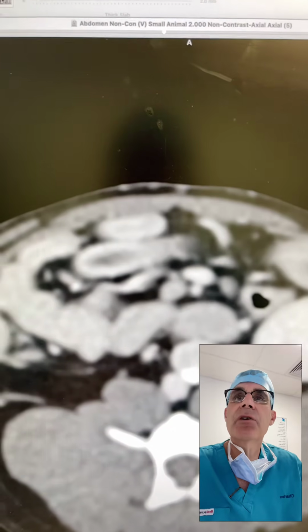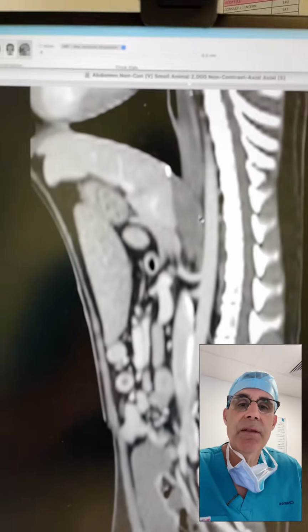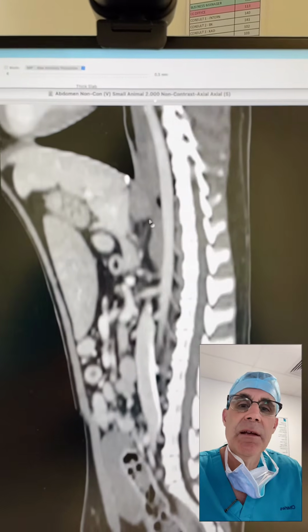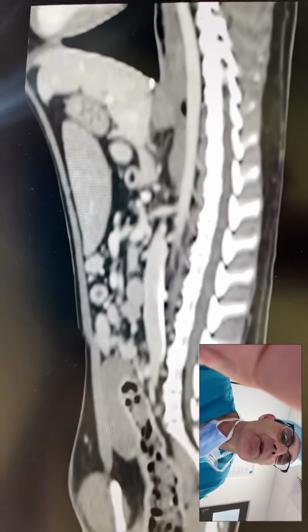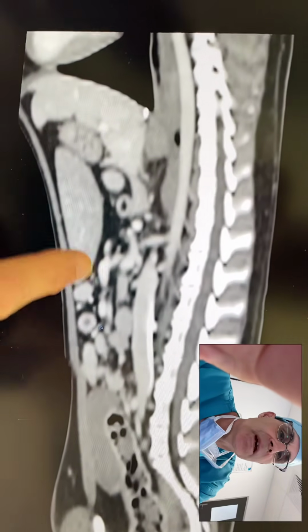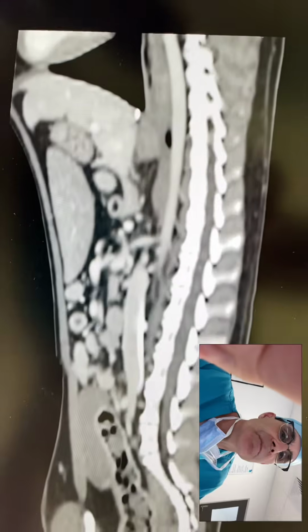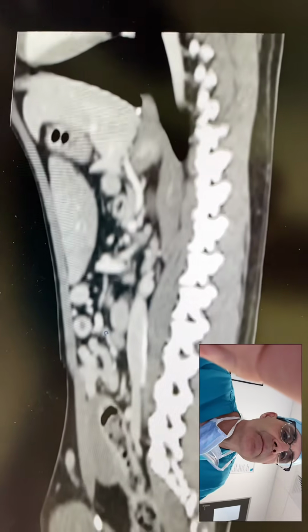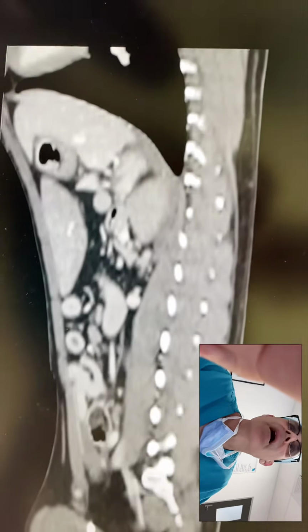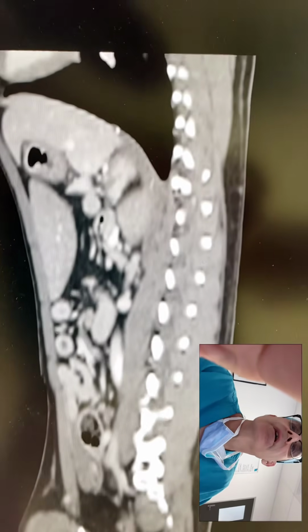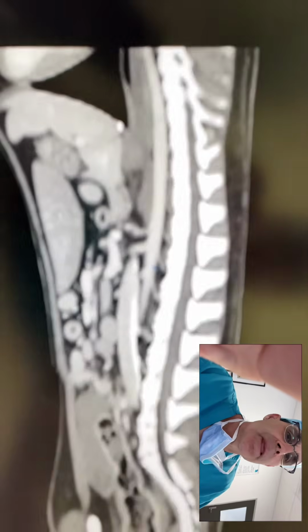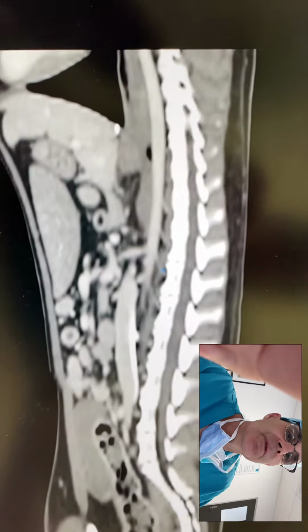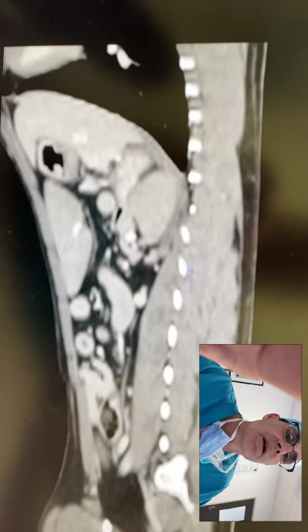I will show you a sagittal view right there, so we can see. Let me just rotate this around like this. Maybe I'll turn myself around as well. So we have the spleen sitting down here. We've got liver up here, and liver is maybe a little bit small. There's plenty of liver parenchyma there though.